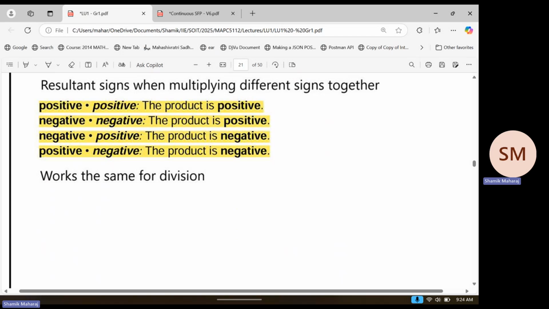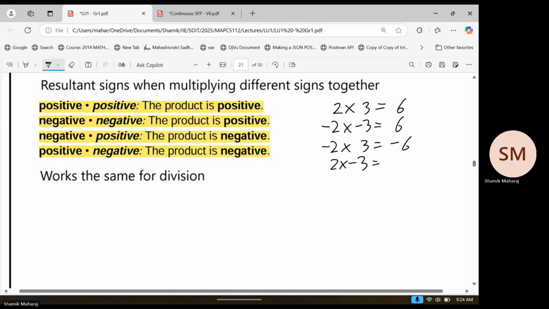Okay, resultant signs and multiplying different signs together. You guys know the story by now. Positive times positive gives you positive. Positive times negative gives you negative. I'll just give you one example for each to show you. I'll use any random number. A positive number times a positive number gives you a positive number. All good with that. A negative number times a negative number gives you a positive number. And any other combination will give you a negative number. You guys have all seen this kind of thing before? Yeah, okay. And also take note that it works exactly the same for division. If it was divided instead of multiplied, the signs combine in the same ways.